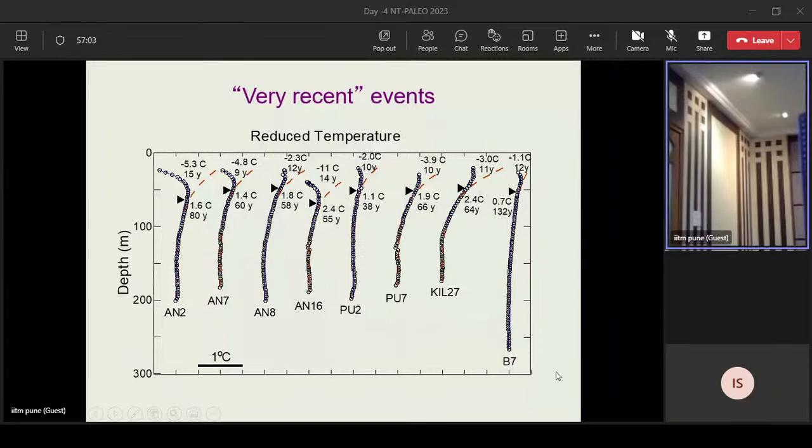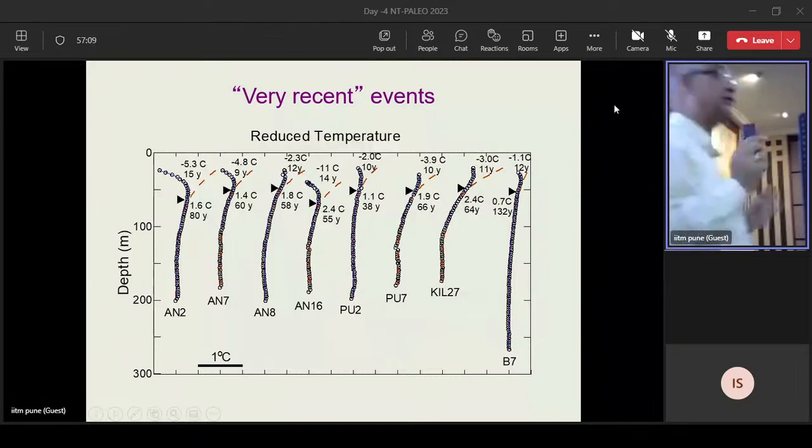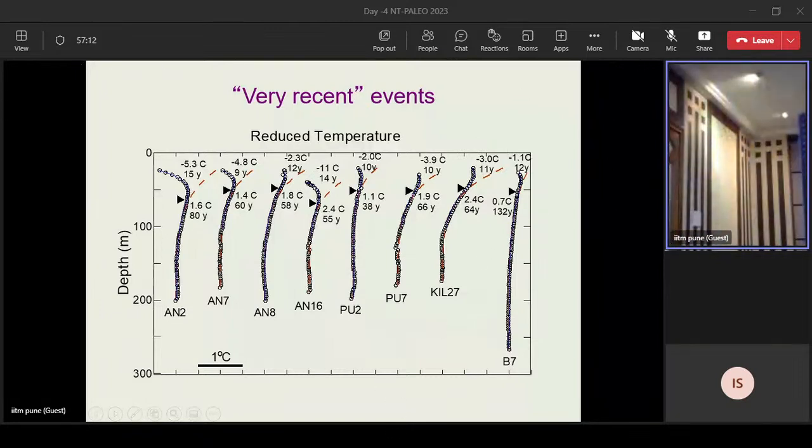So on top of a warming signal, there is a cooling signal. So this is also possible to resolve using this method. The point I wanted to mention here is this.